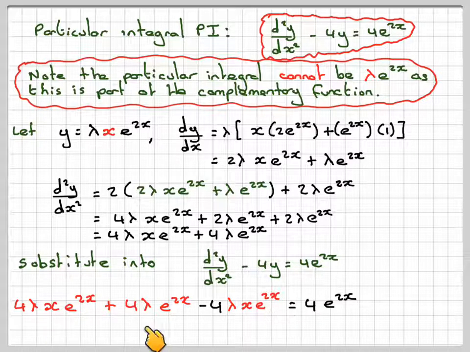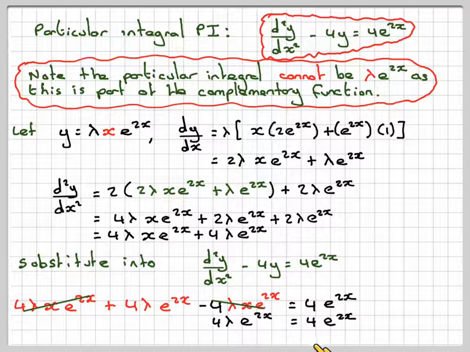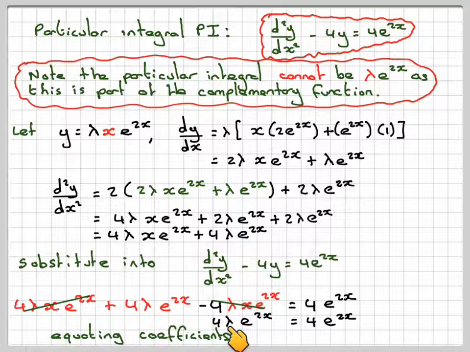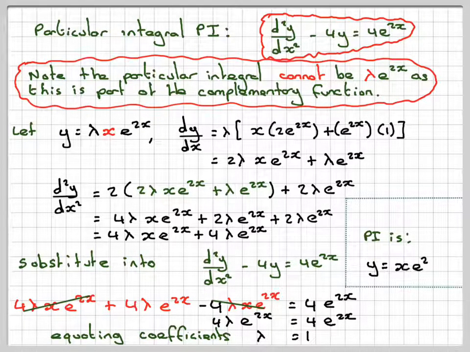So we've got 4 here and minus 4 here, so those two will cancel each other out. So we're just going to get 4 lambda e to the 2x is equal to 4e to the 2x. Therefore, equating the coefficients, we can very easily see that lambda has to be equal to 1. So our particular integral will be y is equal to x e to the 2x.